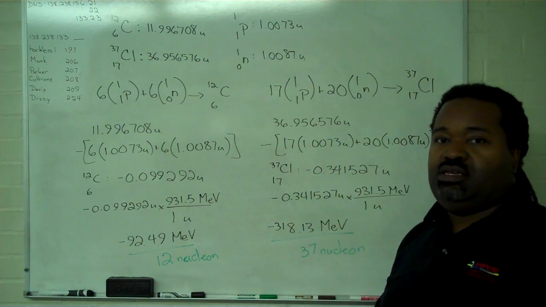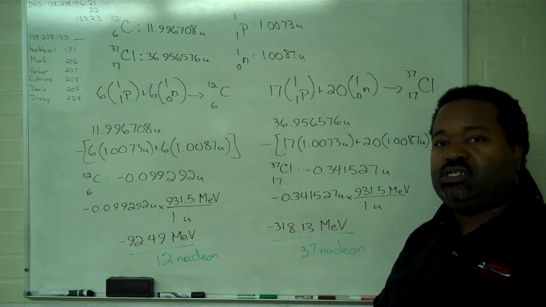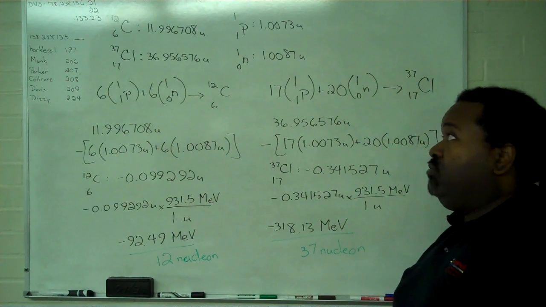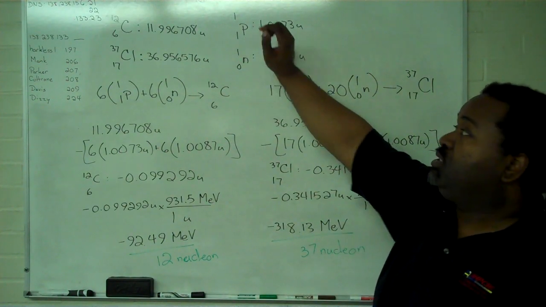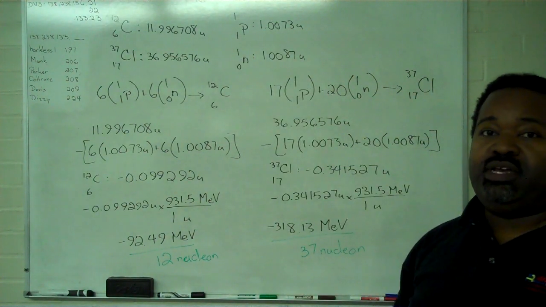So once you get the binding energy, just divide by the number of nucleons, and that will tell you how to find binding energy per nucleon, given the masses of protons and neutrons, as well as the mass of the parent nucleus.